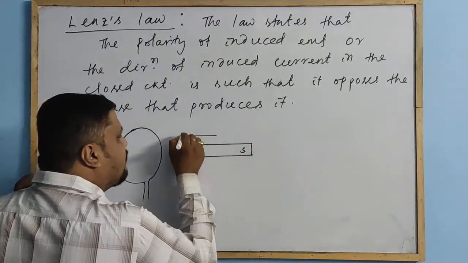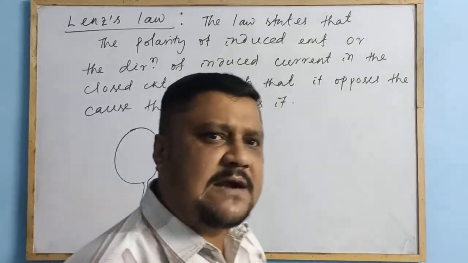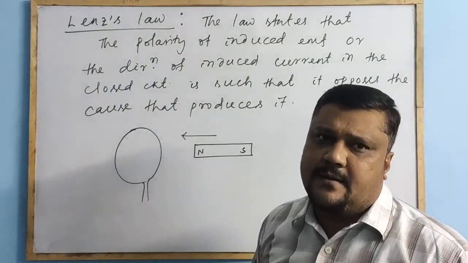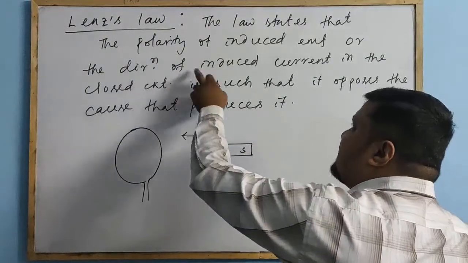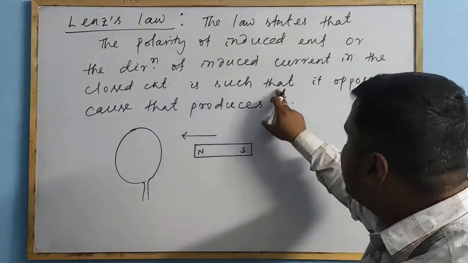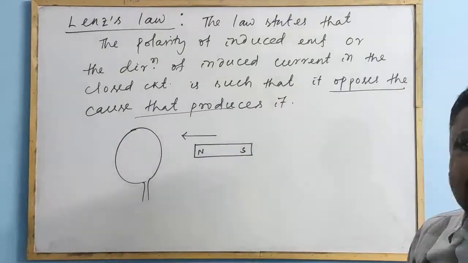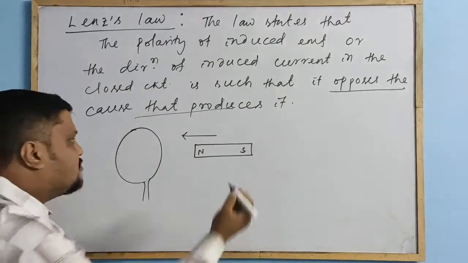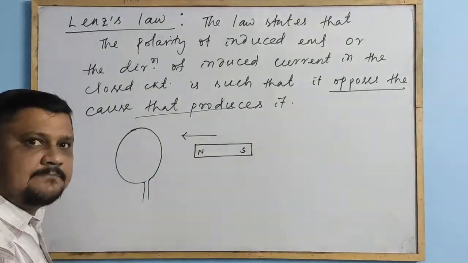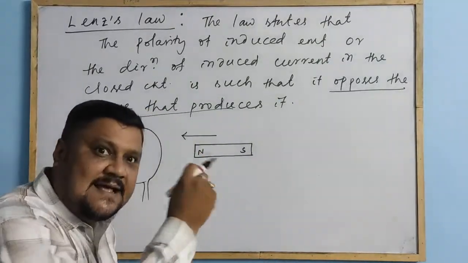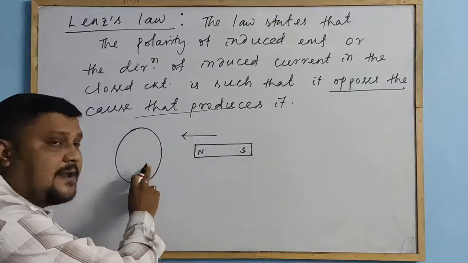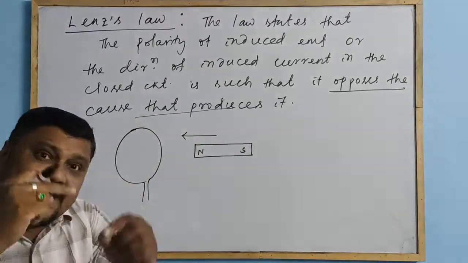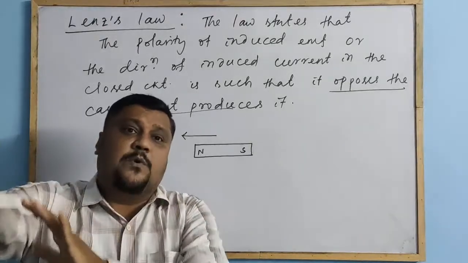But when the north pole of the bar magnet moves towards the coil, then an EMF is induced in the coil, and if it is a closed circuit, the induced EMF gives you the current. The direction of the induced current is such that it opposes the cause that produces it. What does that mean? Because the magnet moves towards the coil with its north pole facing the coil, the magnetic flux linked with the coil changes. And that change is opposed by the coil, such that it develops a current in the coil which will oppose the change in flux.